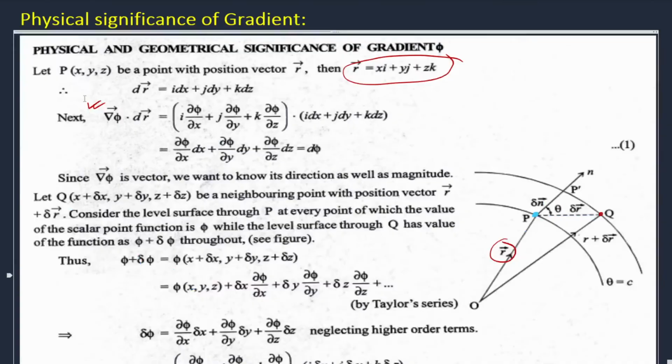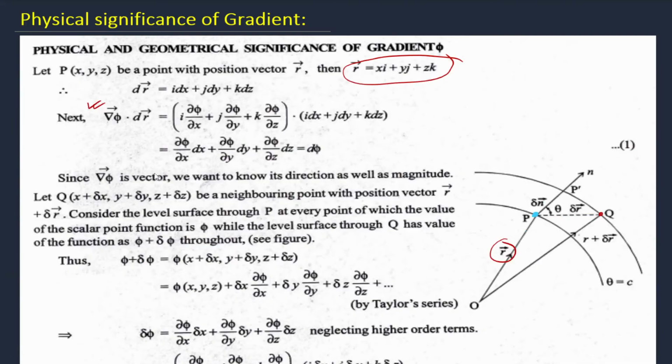Now coming back to this relation, you see just now we have shown that d phi is equal to nabla phi dot dr bar. So here nabla phi is nothing but the gradient of the scalar function phi. Since nabla phi is a vector quantity, we want to know the direction as well as the magnitude. So for that what we did here, we have taken Q, another point.